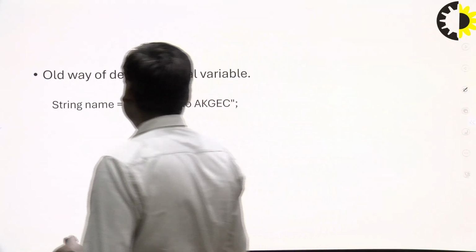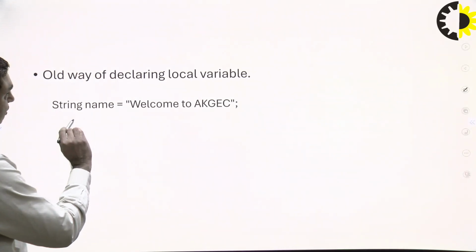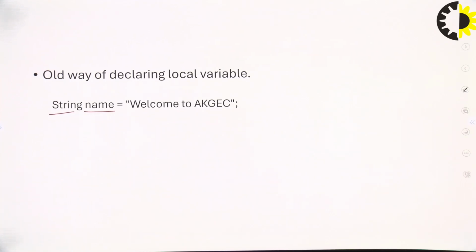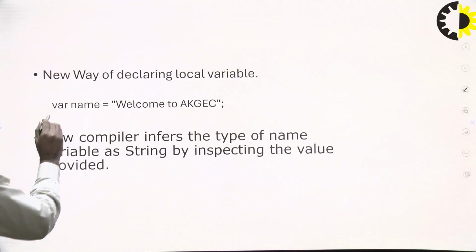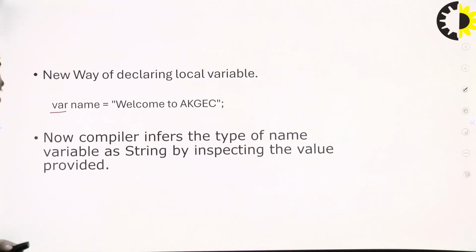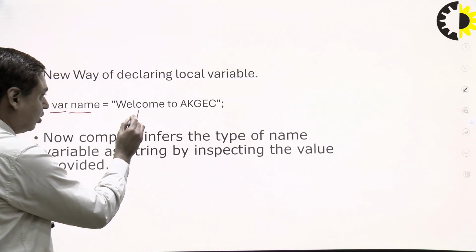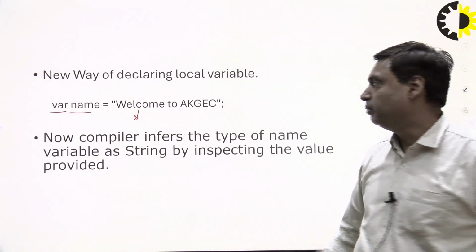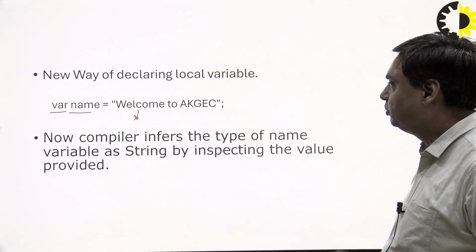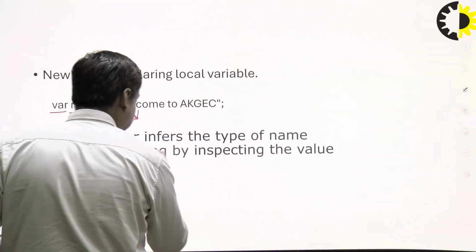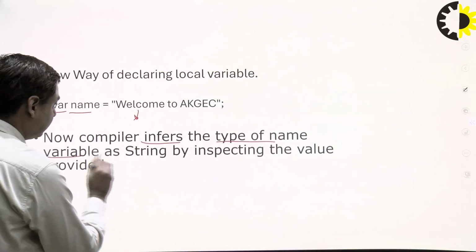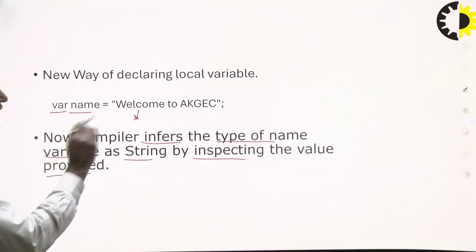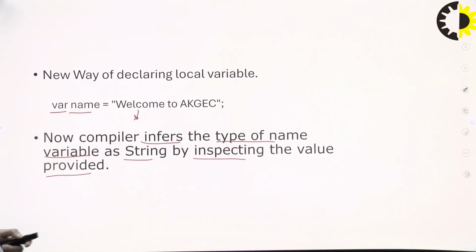So, this is the simple way to write and define a variable: write the type of the variable, then the name of the variable. Here we are explicitly giving the type of the variable. The new way is to use var, with no need to give any type, just give the name, this of string. So, automatically the type of the name variable will be string. If there is an integer, then the type of the name variable will be integer. Now the compiler infers the type of the name variable as a string by inspecting the value provided. The value is welcome to AKGC, which is of string type. So, its type is automatically inferred.